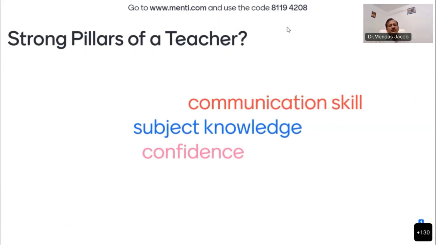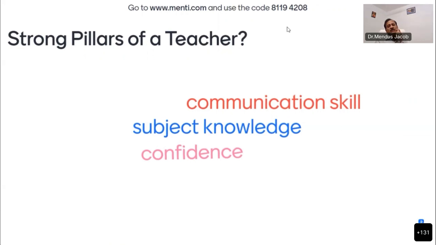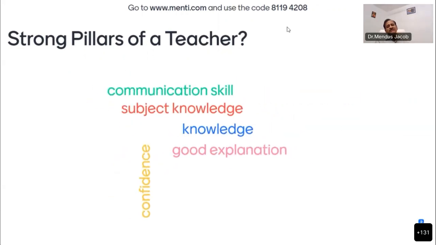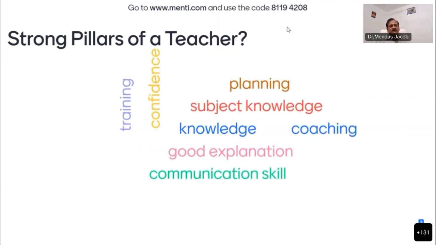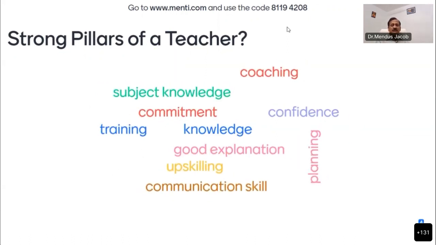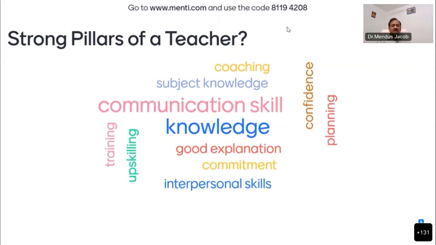Otherwise, you can go to menti.com. It is on the top of the screen, menti.com. Then you can type the code 811-94208 and give your responses. And you can see that some responses are coming. Strong pillars of a teacher: communication skills, subject knowledge, good explanation, coaching, training, confidence, planning. Yes, we're getting some responses like this.